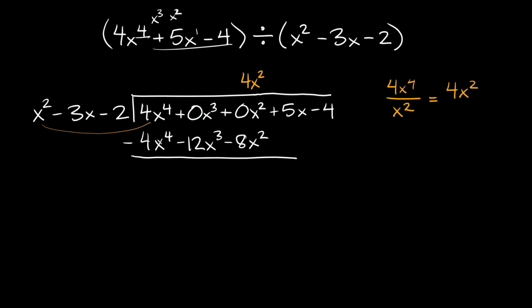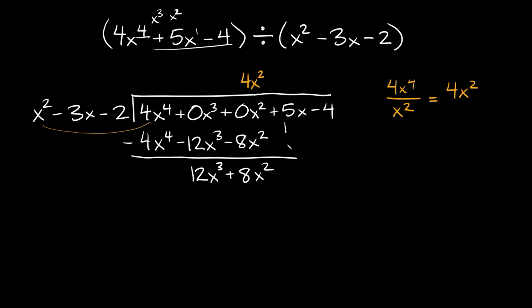So 4x to the fourth minus 4x to the fourth, that's just 0. Here, 0 minus negative 12x cubed, again, it's the same thing as 0 plus 12, right? So here we have positive 12x cubed, okay? And then same thing here, 0 minus negative 8. That's the same thing as positive 8x squared, all right?